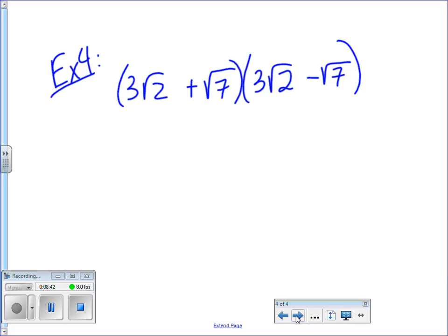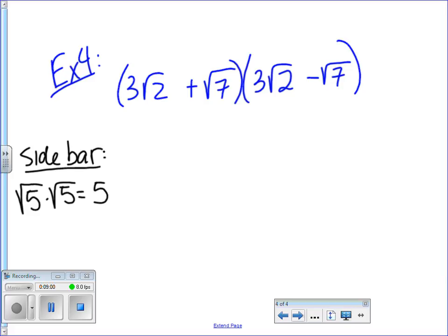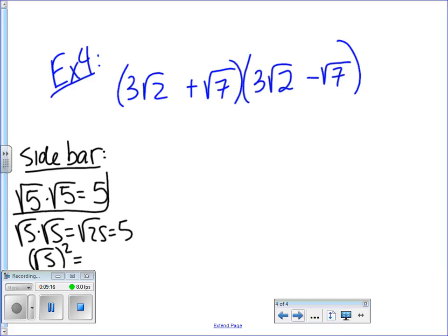I want to point something out, just like a little sidebar before we do this example, to keep in mind. We've kind of talked about this, but we're going to use this idea for this specific problem. When you multiply a radical by itself, like radical 5 times radical 5, you end up just getting the radicand. The reason for this is radical 5 times radical 5 is radical 25, which is just 5. So this is kind of just like a shortcut. When you have a radical and you square it or multiply it by itself, you're just left with the radicand. So keep that in mind.